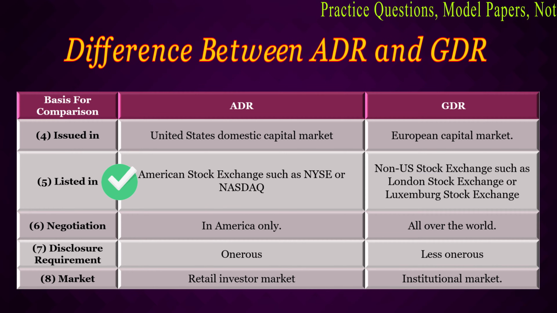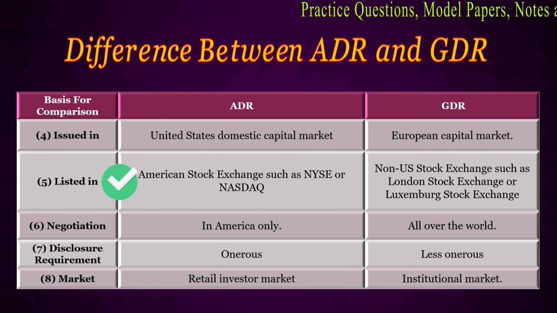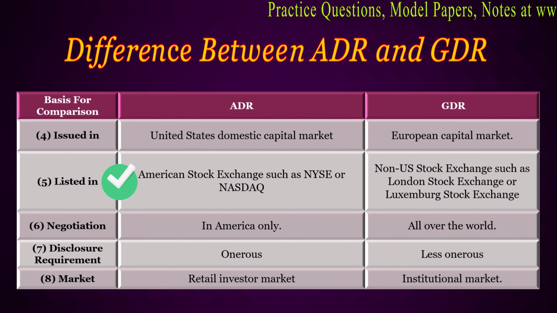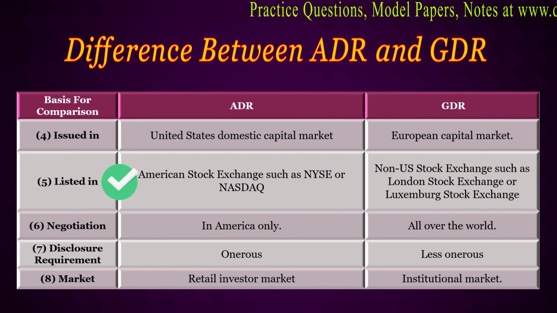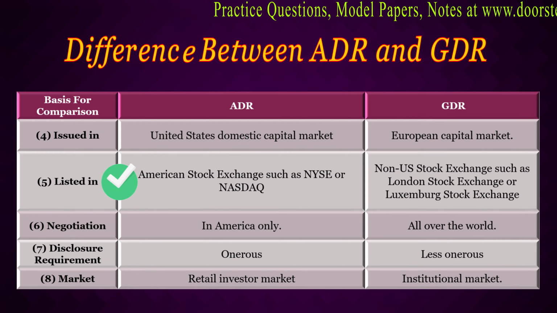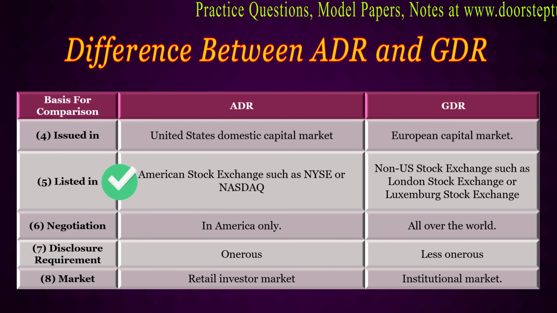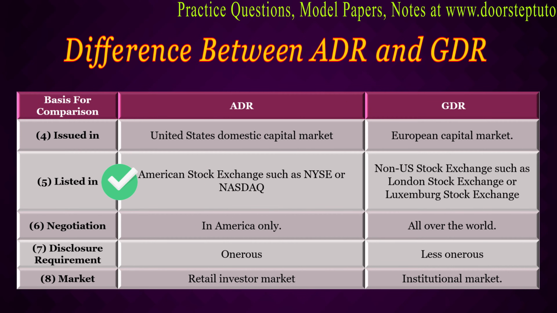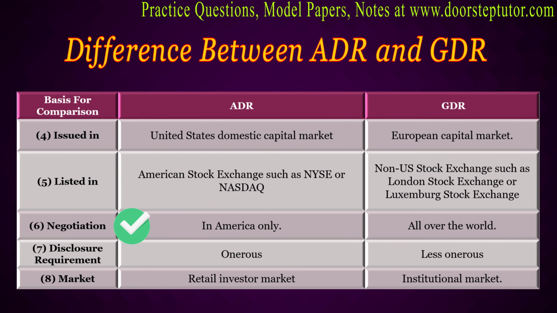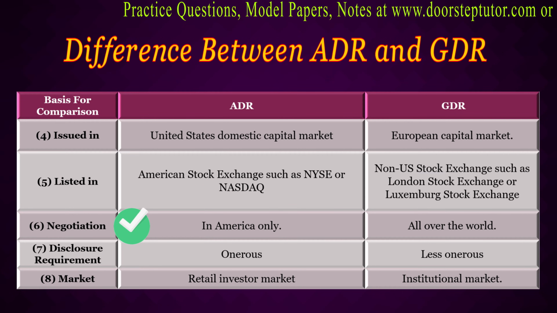Next is listing. ADRs are listed on American stock exchanges such as the New York Stock Exchange or Nasdaq, that is, National Association of Securities Dealers Automated Quotation, and GDRs are listed on non-US stock exchanges such as the London Stock Exchange or Luxembourg Stock Exchange. Fine. Next is negotiation. ADRs are negotiable in America only and GDRs are negotiable all over the world.